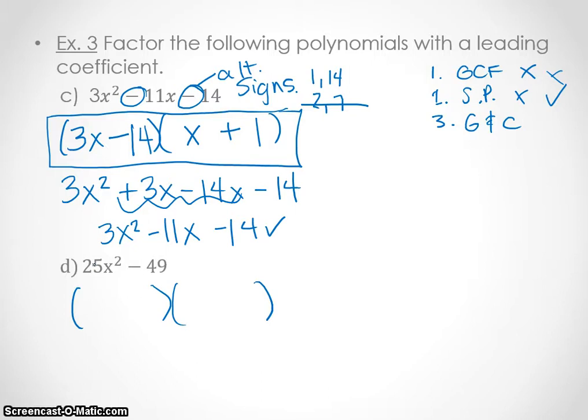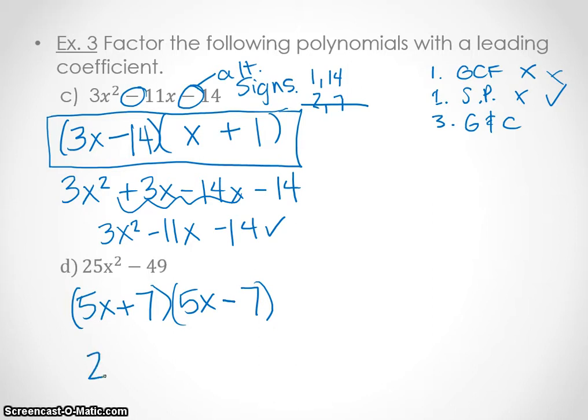We would have, if I square root 25, I'd get 5x for each of these. Remember, these you fill them in both spots here. If I square root 49, I get 7. So 7 here, 7 here. I don't have a middle term. Remember, that means I need 1 plus and 1 minus. So we should be good here, but let's just FOIL back out just to be sure.